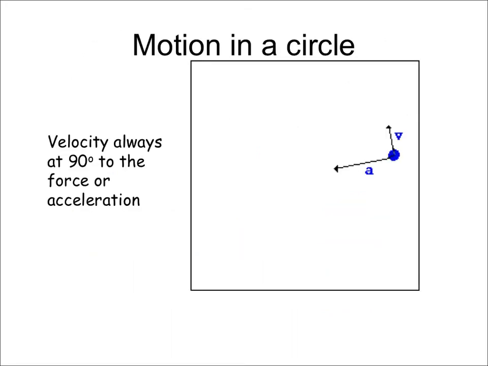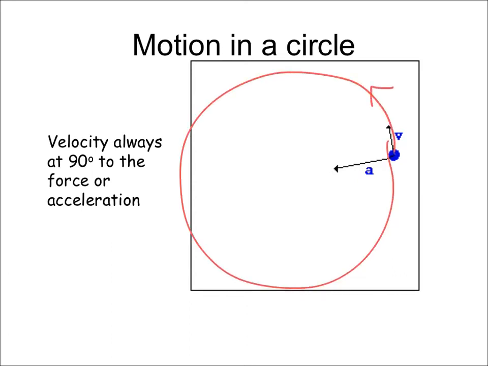Moving on. Something that moves in a circle at any point, as it moves in that circular path, the velocity is always at 90 degrees to the acceleration. As the acceleration is in the direction of the force, the velocity is also at 90 degrees to the force. Because its velocity is at 90 degrees to the force, that's why it moves in a circle. And that's the basis of all circular motion.